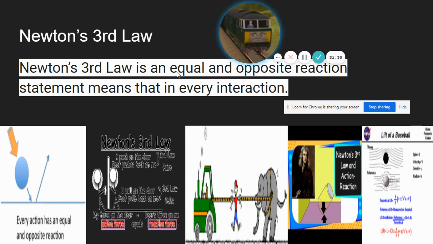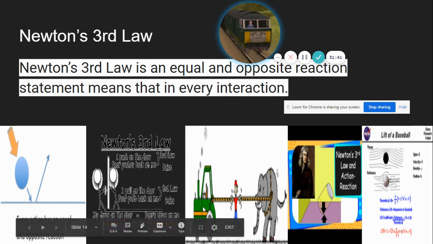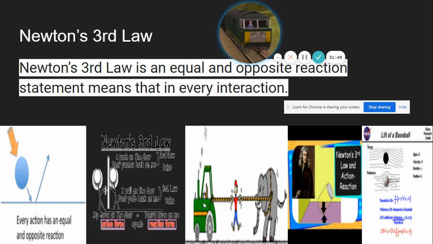What I can tell is that the equal and opposite reaction statement means that every interaction has one. So that means if you're sitting with people, then you sit with the opposite reaction that's adjacent. That can be represented by those kinds of things. So yeah, that's all about it.